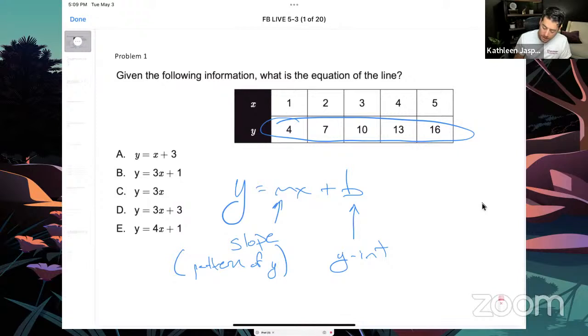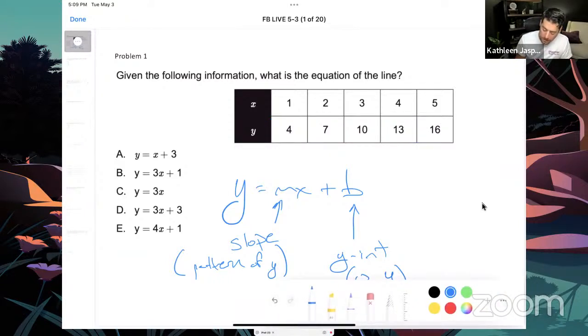And then the y-intercept is always going to be your coordinate. It's an actual coordinate. It's going to be 0 on the x, right? Because it's just 0. And then whatever your y value is. So knowing all of this, how can we put that information together to get our equation?